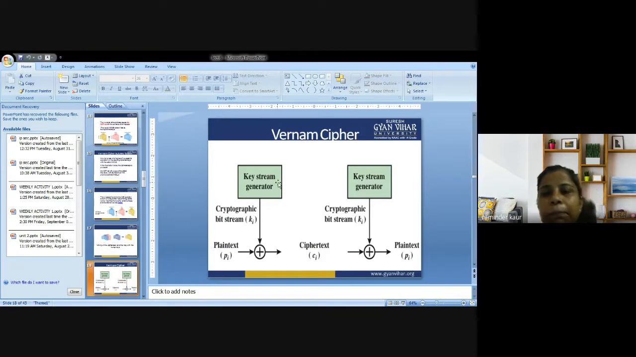So this is the pictorial representation of the Vernam cipher, in which there is a key stream generator. The plain text is XORed with the key, and after applying the key to the plain text, it is getting converted into the ciphertext, and the ciphertext, after applying the key to the same, is getting converted into the plain text. So this is the simple practical procedure of the Vernam cipher.